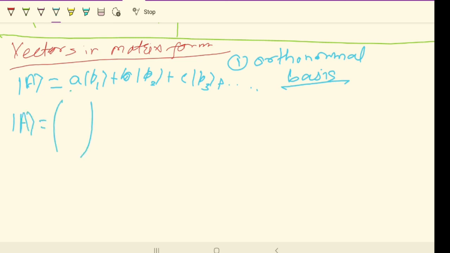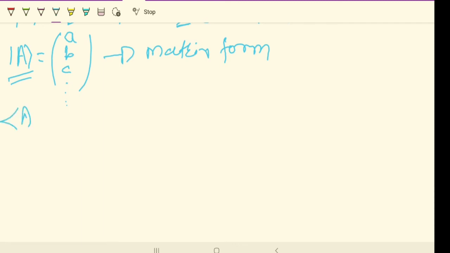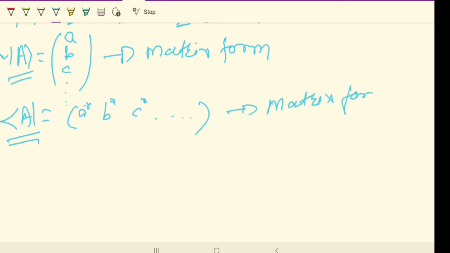Then you represent ket A as a column matrix using the coefficients of this phi 1, phi 2 and phi 3. So the first element will be the coefficient of phi 1, A, the second element of this matrix will be the coefficient of phi 2, which is equal to B, the third element will be the coefficient of phi 3, which is equal to C, and so on and so forth. So this is my ket A in matrix form. Please note, ket is a column matrix. Similarly, for a row matrix, I just need to take the complex adjoint. So basically, the complex adjoint of this ket A would be A star, B star, C star, and so on and so forth. So my bra is a row matrix in matrix form.